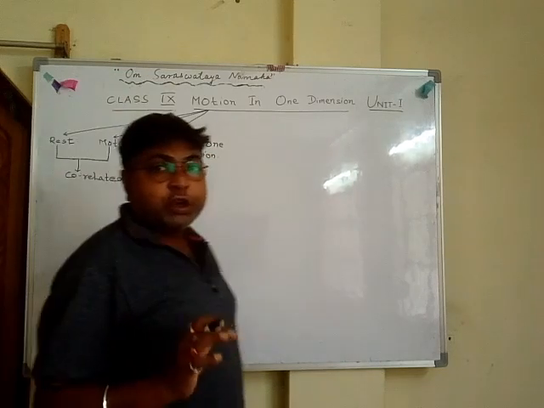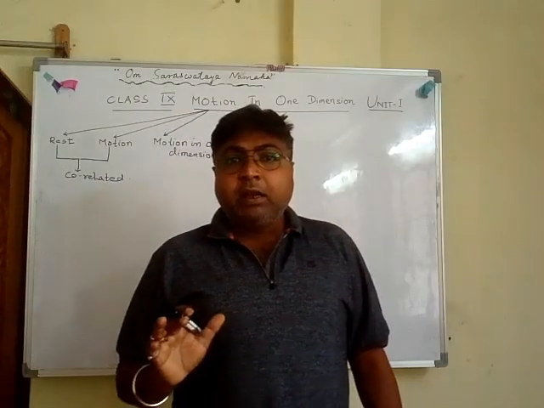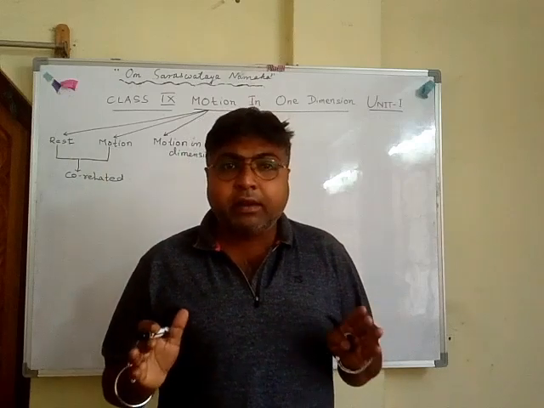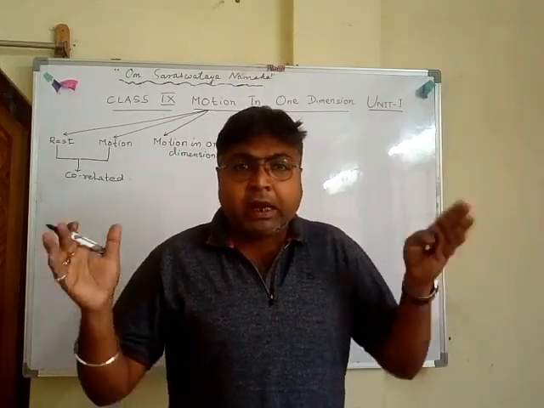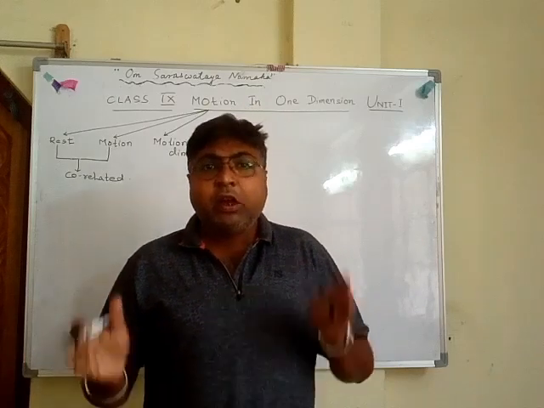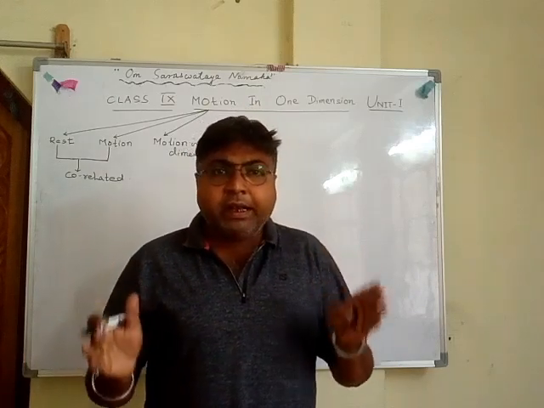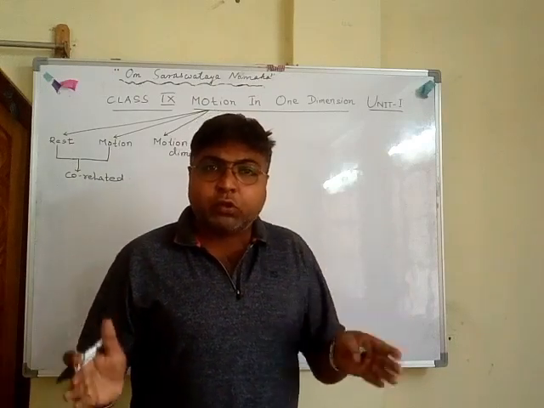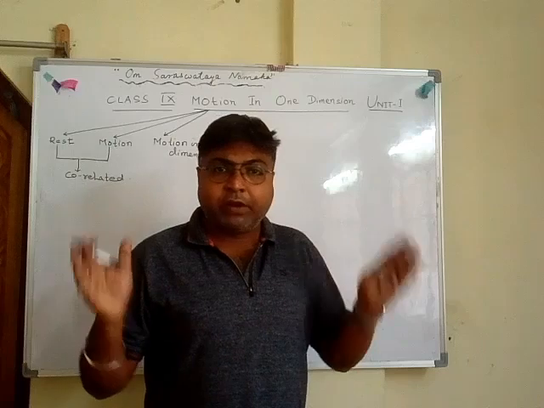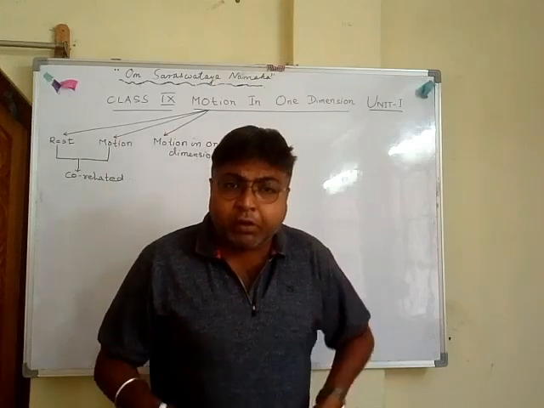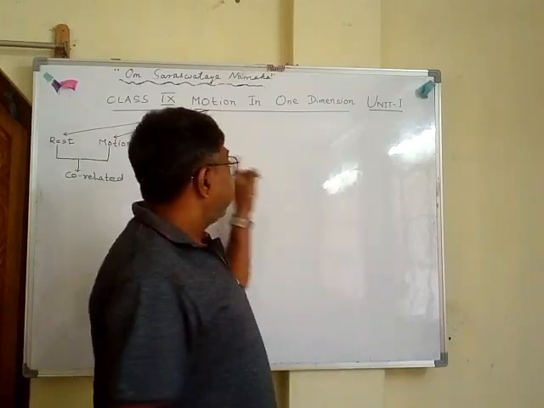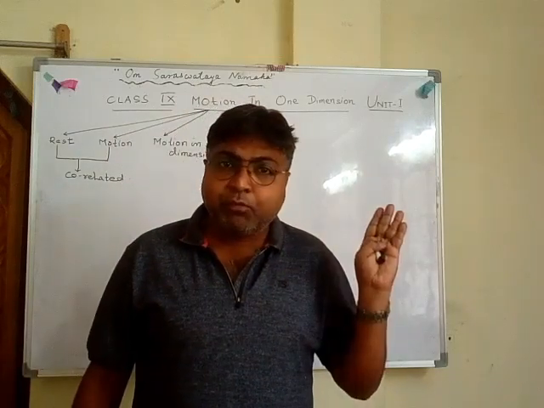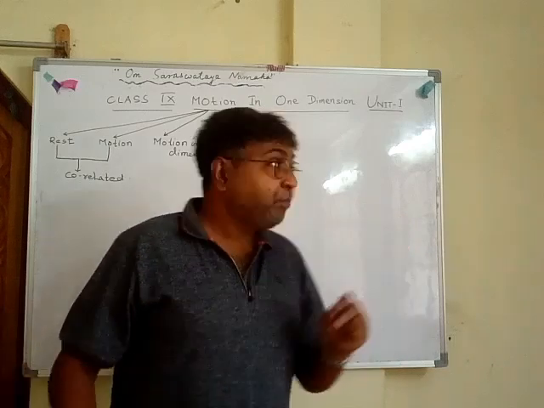As long as a body continues to move in a straight line, we say that the body is executing motion in one dimension. It is also known as rectilinear motion. For example, a car moving on a straight highway is executing motion in one dimension or rectilinear motion. Am I clear? Hope it's clear.